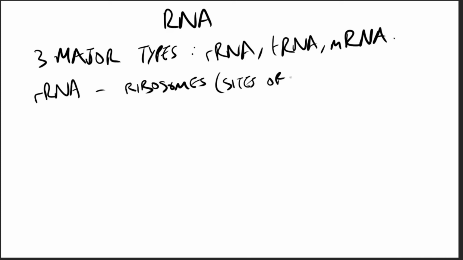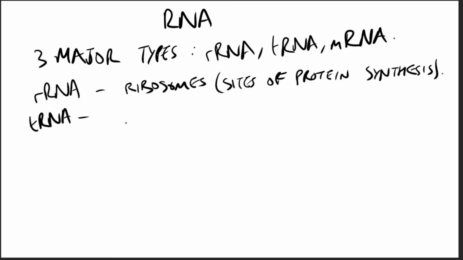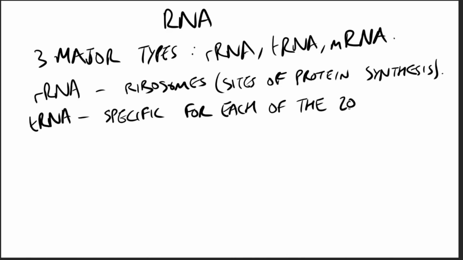rRNA is ribosomal RNA, the component of the ribosomes, which are the sites of protein synthesis. Then you have tRNA, which is the smallest of the 3 RNAs. They are specific for each of the 20 amino acids, and they carry the amino acid covalently attached to its 3' end. So they take the amino acids to the ribosomes.